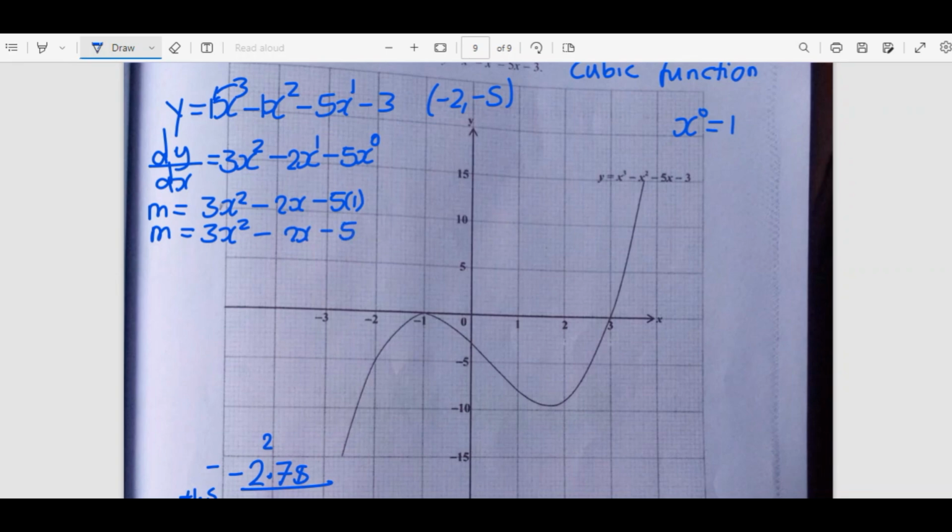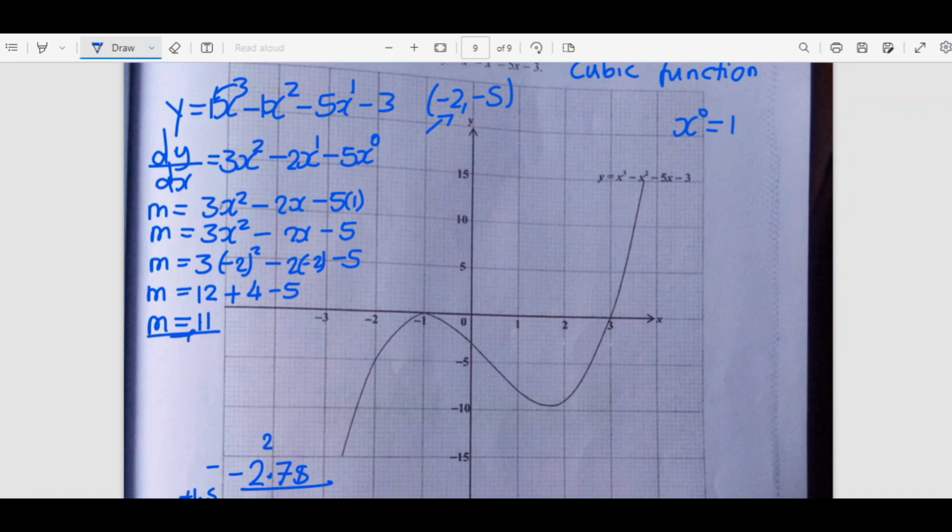Now for us to proceed by finding the gradient, wherever there is x, we put the x value from the point that we are given. So we put -2 squared minus 2 times -2 minus 5. So gradient is equal to, here we have -2 squared is 4, 4 times 3 will give us 12, plus 4 minus 5. Then our gradient will be 16 minus 5, which is 11.